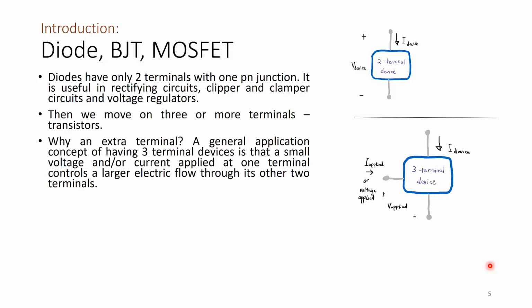So why do we have 3 terminals? Why can't we just have 2? Because when we have an extra terminal, a general concept is that when you have 3 terminals, a small voltage and/or current applied at one terminal controls a larger electric flow through its other 2 terminals. Okay, so that's what we have demonstrated in this diagram here.